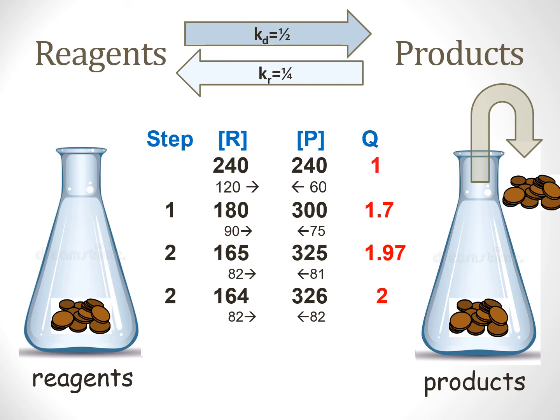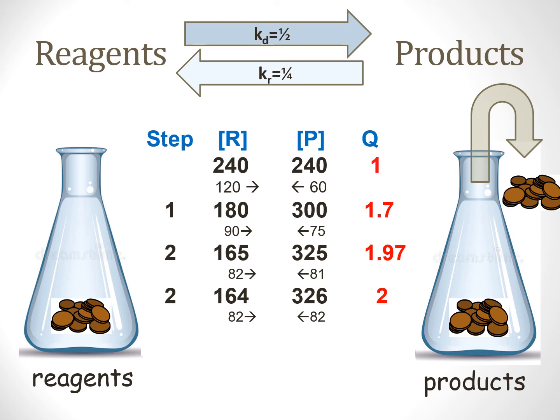As this net movement keeps going, you are going to have fewer and fewer coins on the reagent side and more coins on the product side, until the value reaches 2 again, at which point the ratio is going to be constant once again. So we started with 240 coins on the reagent side.